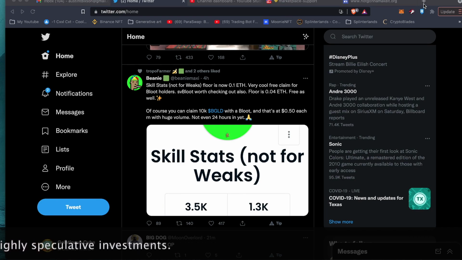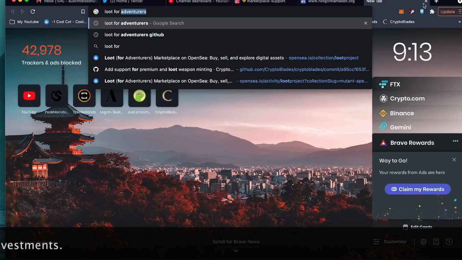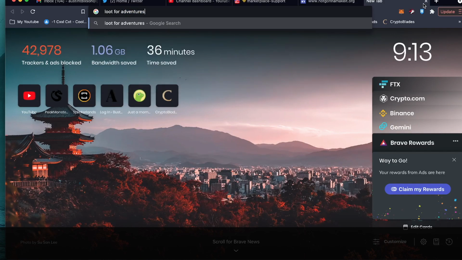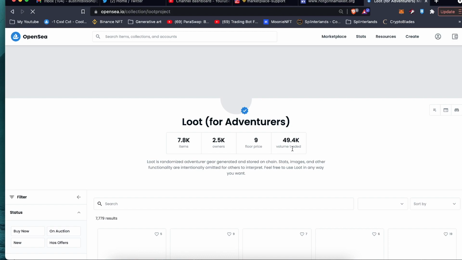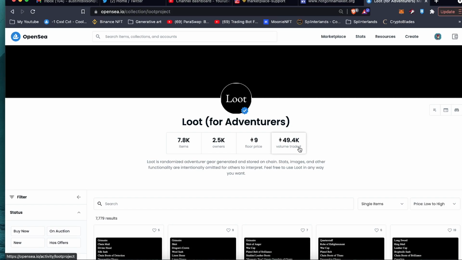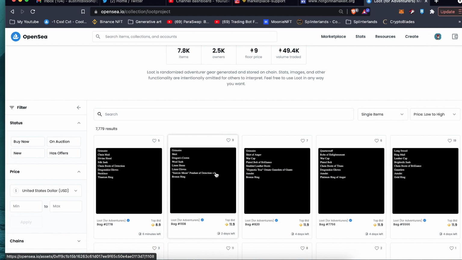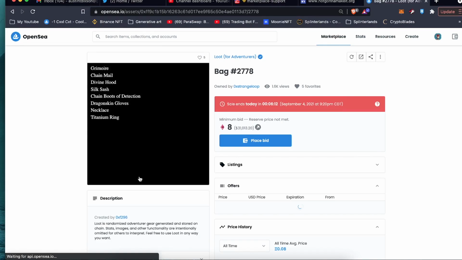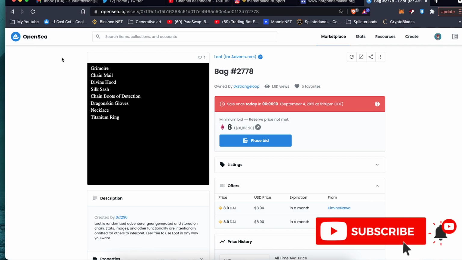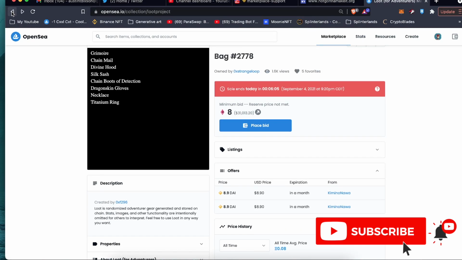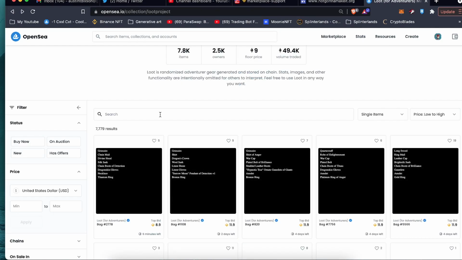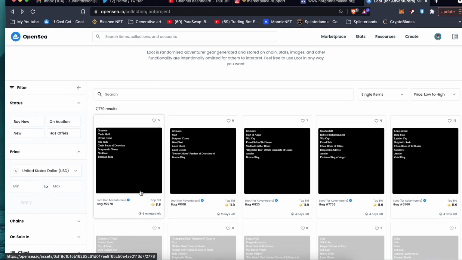This all starts out with a project called Loot for Adventures. We check out their marketplace on OpenSea. We've got 50,000 Ethereum traded. The floor price is 9 Ethereum currently. And these are essentially like loot bags, but it looks pretty low effort. But at the same time, the person that made it, it's actually pretty high effort if you think about it. All of these things inside here do have the metadata properly assigned.